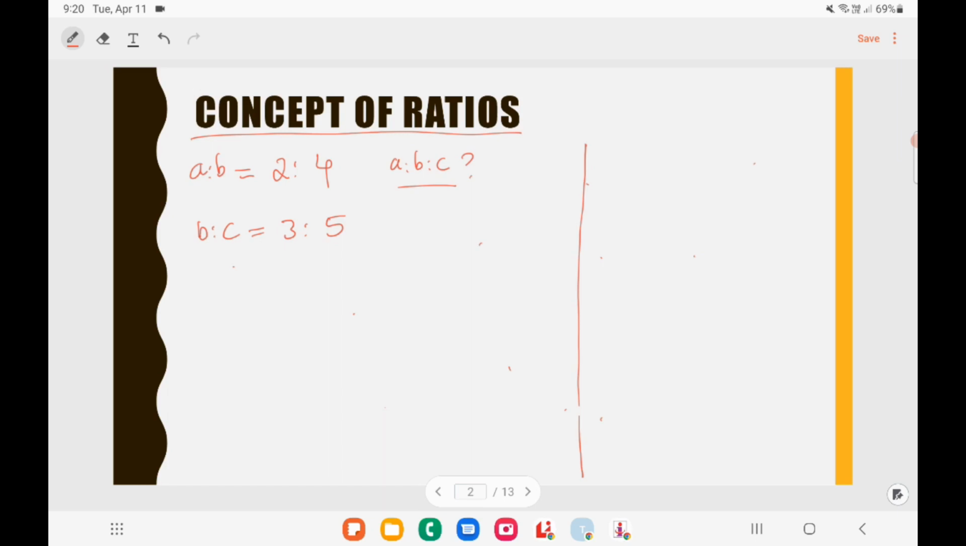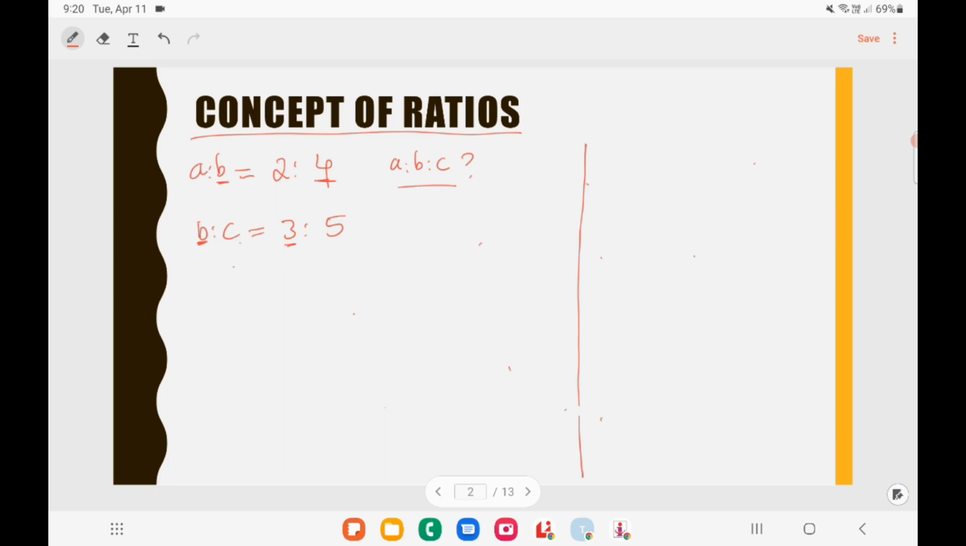Here B corresponds to 4 and A corresponds to 2. Here B corresponds to 3 and C corresponds to 5, right? So what you need to do is make the number corresponding to B the same in both the ratios by multiplying by a number. Here you know that the LCM of 3 and 4 is 12.